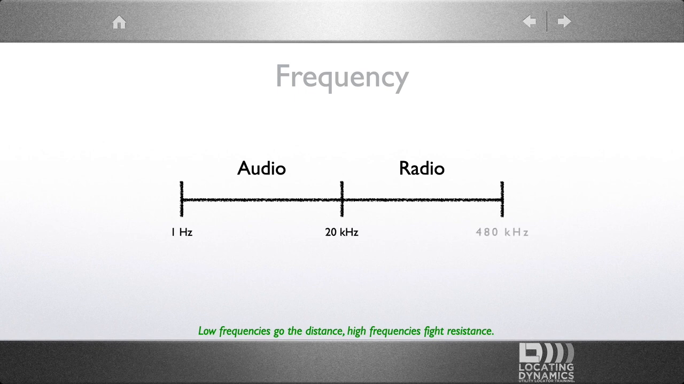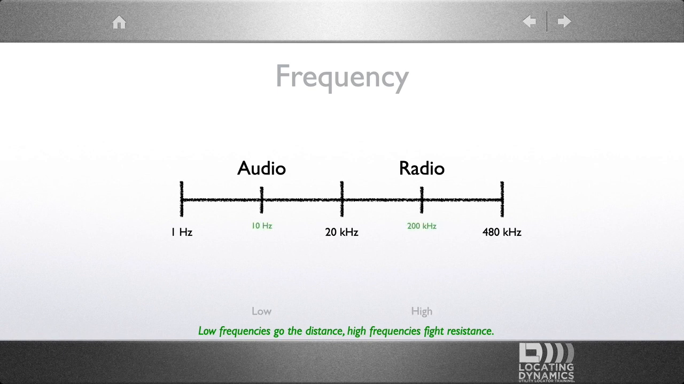Frequencies used for electromagnetic pipe and cable locating range from about 1 Hz to 480 kHz. There are no frequencies for conventional locators as low as 1 Hz. There are some that get down to around 3 Hz. From 1 Hz to 20 kHz is known as the audio band for lower frequencies. From 20 kHz to 480 kHz is the higher frequencies in the radio band. We say, in general, low frequencies tend to go the distance, high frequencies tend to fight resistance.